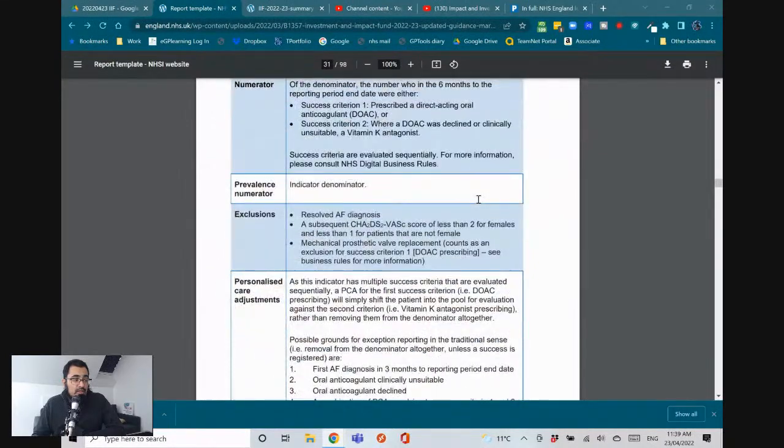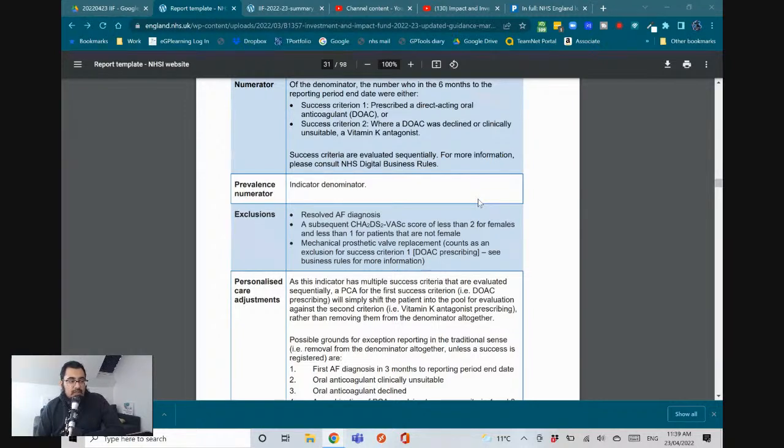The exclusions are resolved AF diagnosis in the patient's record, a subsequent CHA2DS2-VASc score less than 2 for females and less than 1 for patients that are not female, or mechanical prosthetic valve replacements, because that counts as an exclusion for DOACs, as you can't use them in those situations. Personalised care adjustments: this is a trickier one, so there's lots of stuff in here. So I'll read it out for you.